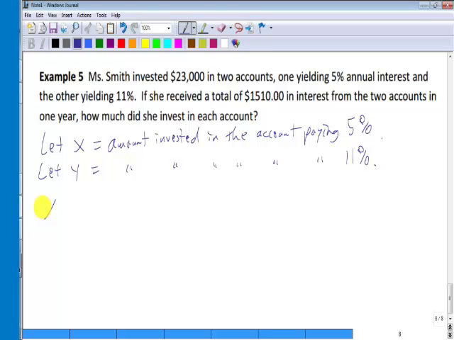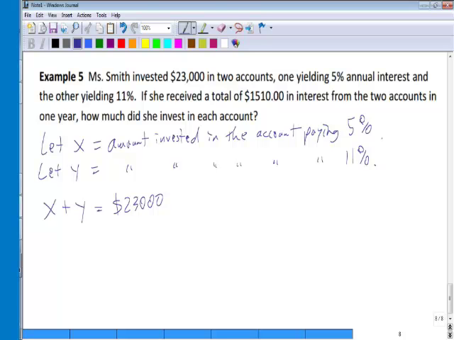Well, if we know she invested, let's say she invested $20,000 in the account paying 5%, right? Then how much did she invest in the other one? $3,000. Because we know that if we were to take the two amounts and add them together, we should get what? $23,000. So that's one equation. It's easy to come up with based on the given information. So just on the principal that was invested in each account, we add those two amounts together, we get $23,000.